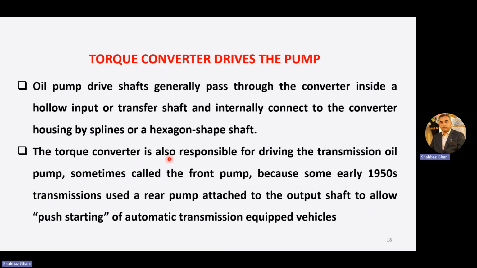The torque converter is also responsible for driving the transmission oil pump, sometimes called the front pump, because some early 1950s transmissions used a rear pump attached to the output shaft to allow push starting of automatic transmission equipped vehicles. So we have two pumps: one is the front pump and one is the rear pump.